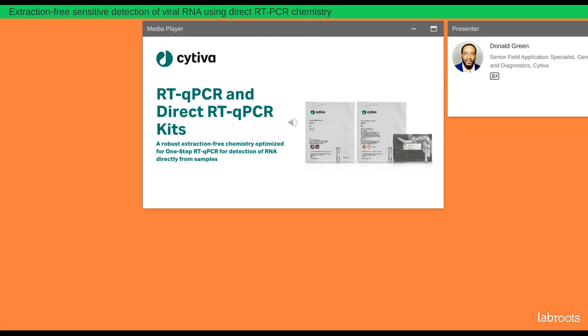The kit can be broken into two parts: the AIC mix, which is the part that makes it extraction free, and the RT PCR chemistry, which is also lyo stable. I'll get into more of that later on in the discussion, but I hope you enjoy the content, and I look forward to you reaching out with questions.